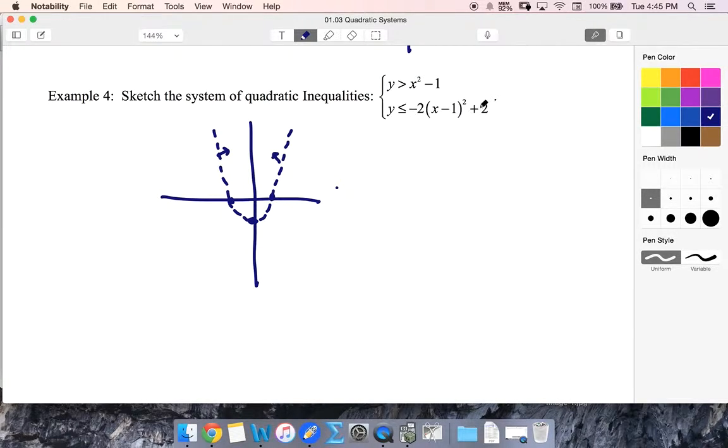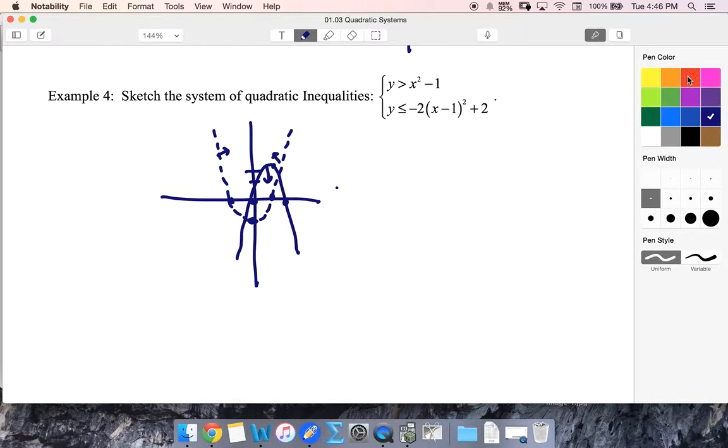Vertex is at 1, 2, so over 1, up 2, somewhere here. I'm going to point down and be very negative, so very steep. So that tells me I'm going to go over 1, down 2, over 1, down 2. So here's my narrower one. This one can be a solid line. And I want everything that is less than, so everything that's under this. So the place that I overlap must be inside here.